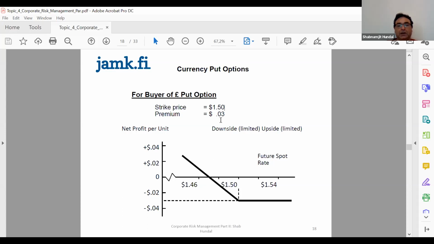because I have paid a premium upfront, 3 cents in the beginning. So basically, when I exercise my put option, I'm not getting 1.50, I'm getting 1.47 because 3 cents I owe to the bank in the beginning. So I paid 3 cents to the bank in the beginning. The bank afterwards pays me 1.50. So in net terms, the bank is giving me 1.47, whereas the market price is 1.46. 1.47 is more than 1.46. I would exercise the option, but my profit will be 1 cent.